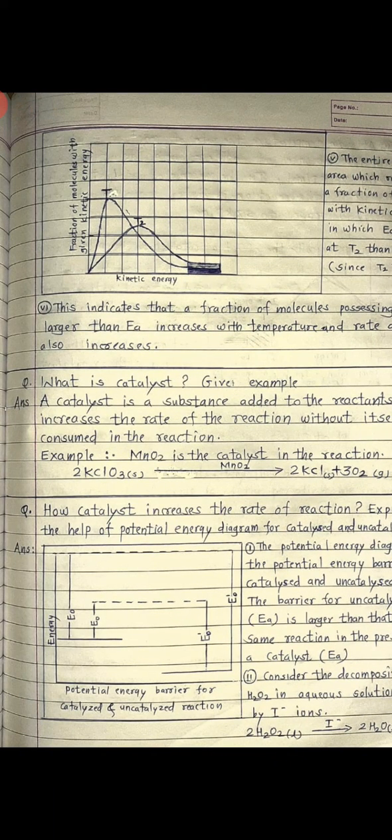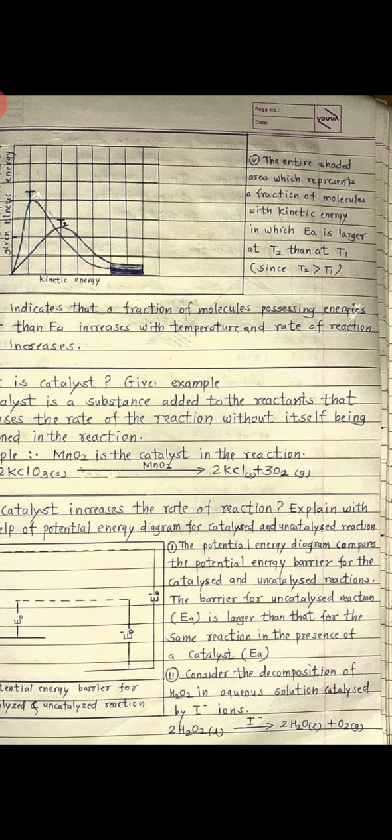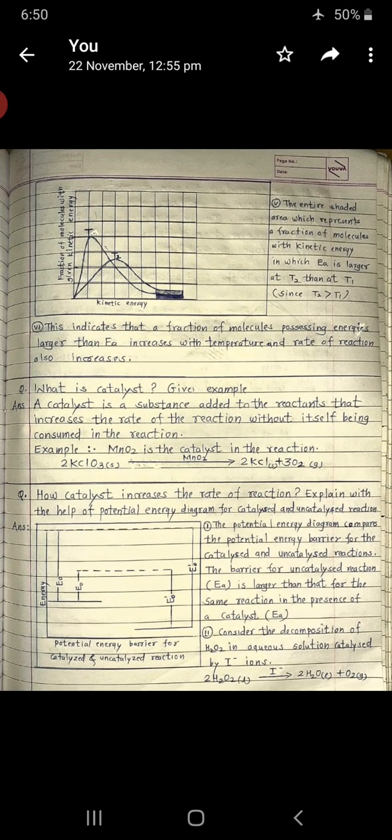Okay. So this graphical representation indicates that the fraction of molecules possessing energies greater than EA increases with temperature, and the rate of reaction also increases. Okay. So this is the explanation.